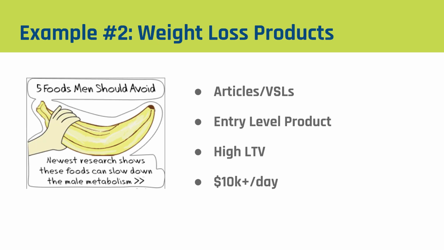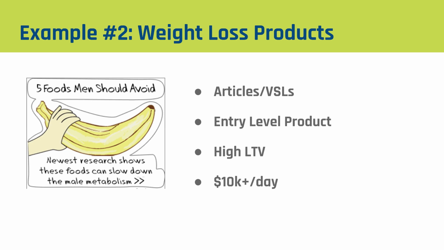So that's number one. Number two are weight loss products. If you've never seen this ad here on the left, I've seen it many times for many different products. What these people are doing is using HTML5 ads with the browning banana to get clicks. So it's an intriguing curiosity ad that gets people to click over to read through an article or to watch a VSL, get the entry level product, and then once again, the back end is really important.